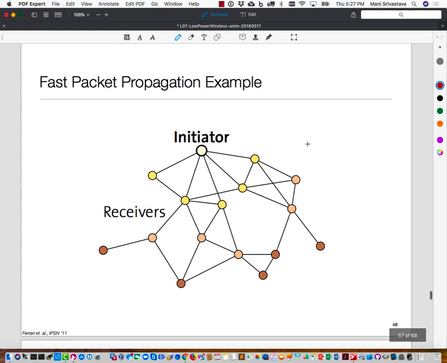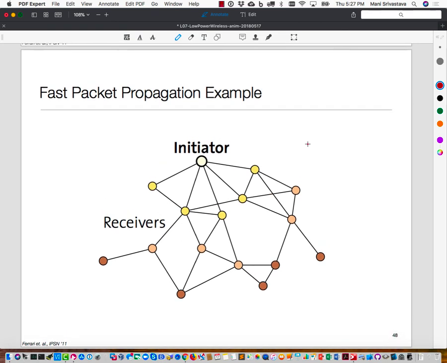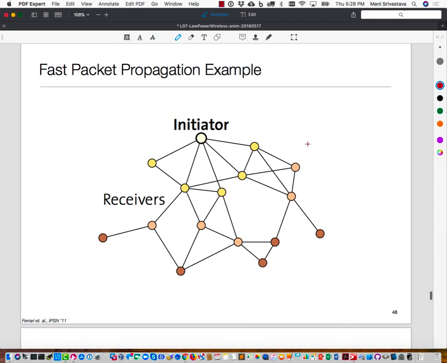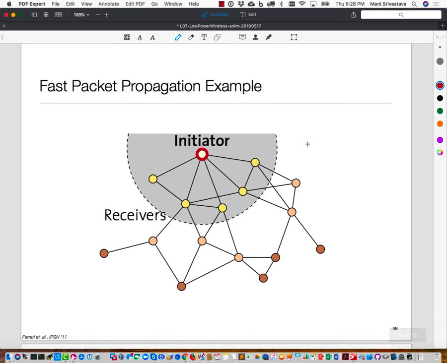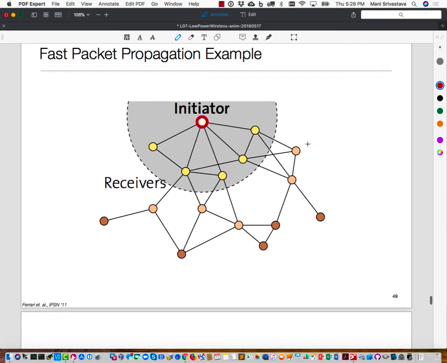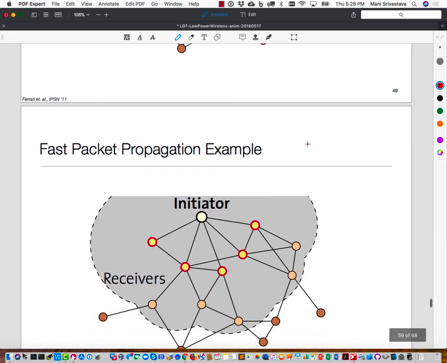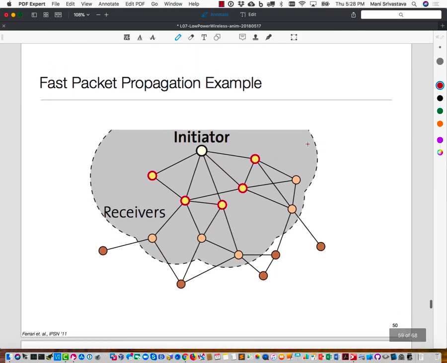Now if we are able to pull this off, if we are able to transmit packets synchronized in time, then what can happen is the initiator sends a packet out, and it's heard by all its one hop neighbors. There's no problem in doing this, so that's straightforward. But now those one hop neighbors are going to send the packet out, relay it, in a very tight time synchronized manner. The packet is identical, and they're going to transmit it at the same time.